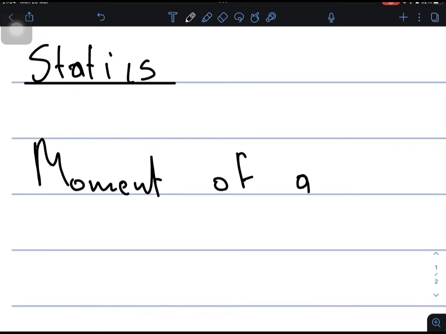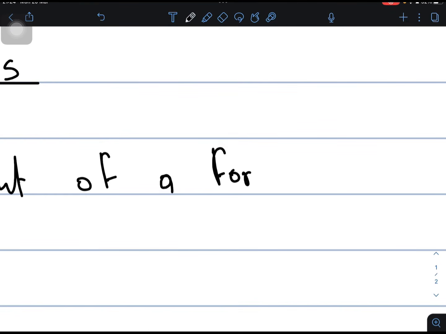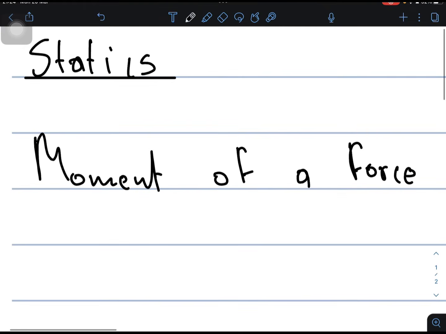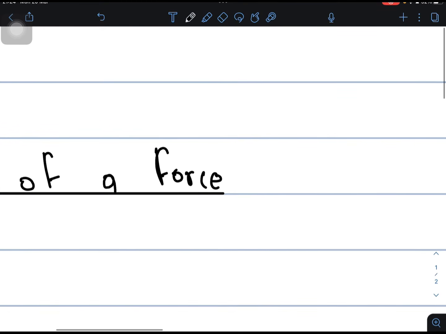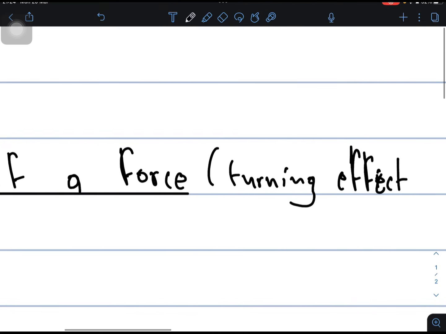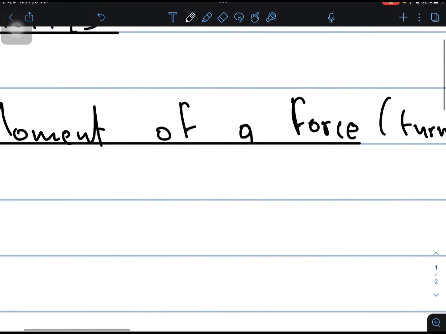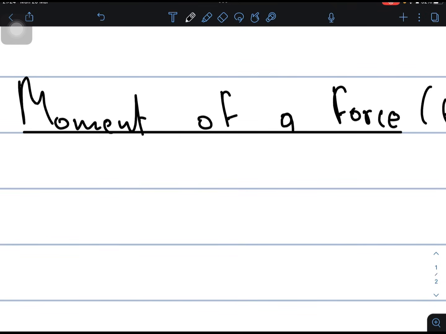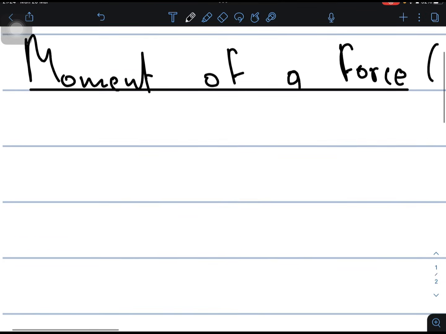of a force. Okay, so basically guys, I want us to talk about what is a moment. What is a moment of a force? Basically guys, this is a turning effect, okay, this is a turning effect caused by a force. Now, let us define this term, moment of a force.